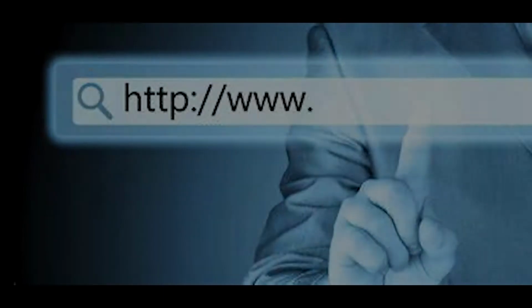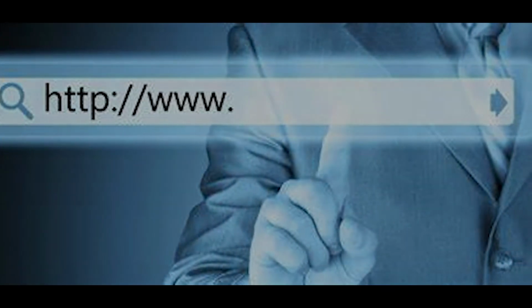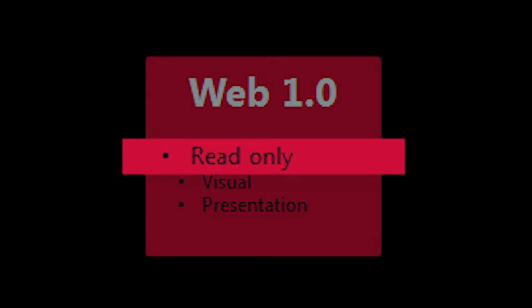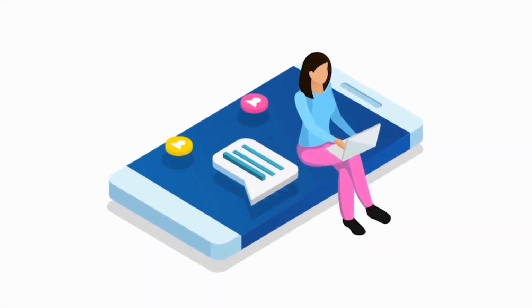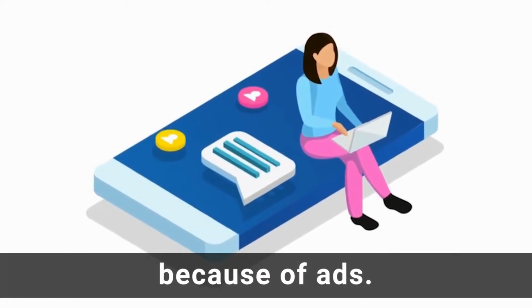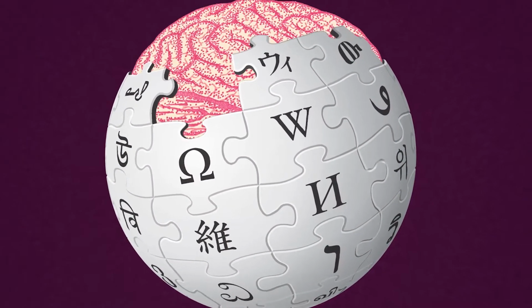Back then, the internet or the World Wide Web was mostly a bunch of static pages that contained information. Some called it the read-only internet because there wasn't logging in to websites or interacting with posts or caring about analytics. It wasn't even profitable because of ads. Basically, it was like one massive Wikipedia that linked to other websites.